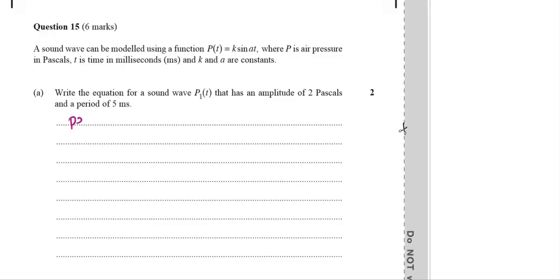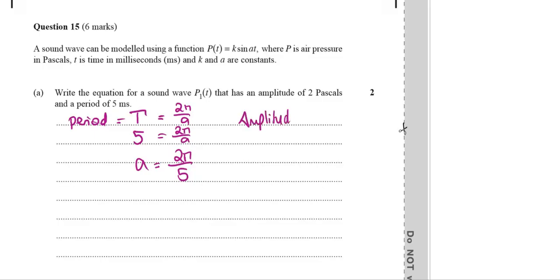Okay, so we know that the period, which is often represented by the Greek letter tau, equals 2 pi on a. We know that the period is 5, so 5 equals 2 pi on a, or a equals 2 pi on 5. We also know that the amplitude k equals 2. So my equation P of t equals 2 sine of 2 pi on 5 t.